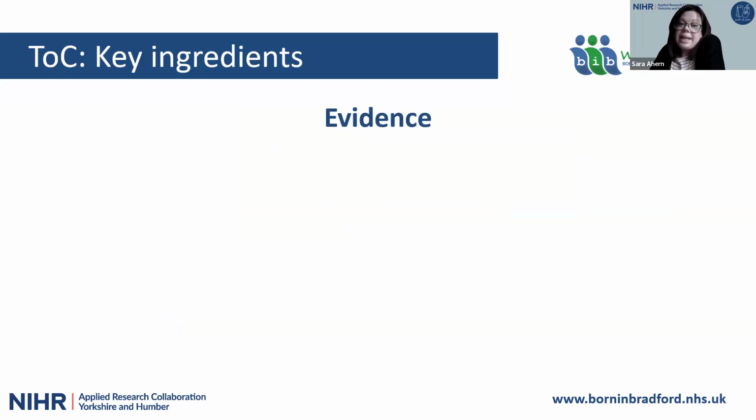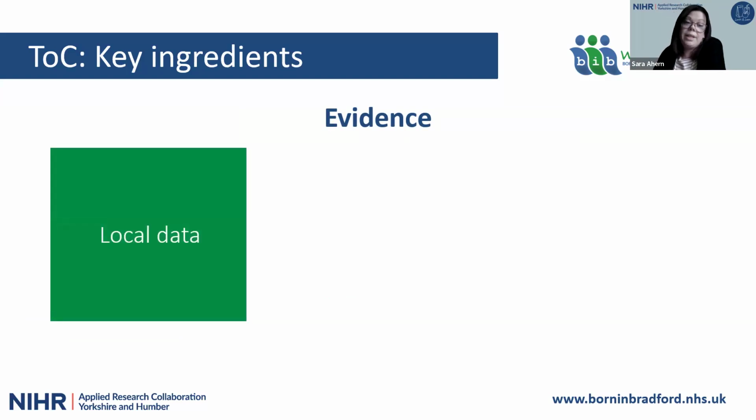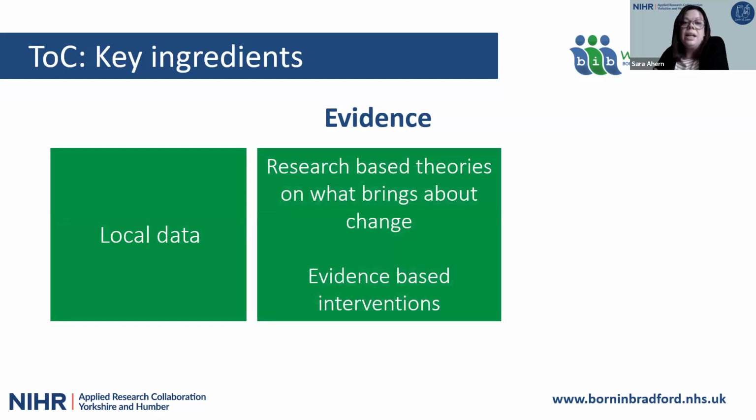I talked about it being ideally evidence-based and science-based, but when we're thinking about evidence for a theory of change, we're thinking about different things. So we might be using local data, particularly if we're thinking about a needs assessment. What do we already know about our communities, the populations that are experiencing the issues that we've identified? What is the evidence for doing this?